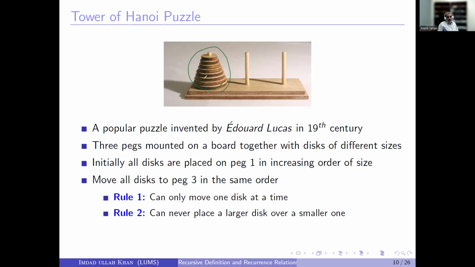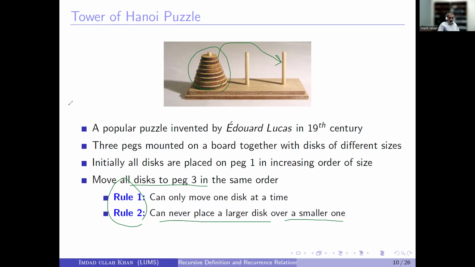The number of discs is n, and our task is to move all of them to the last or some other tower over here. We want to move all discs to peg 3, but the condition is that during that entire movement, we have to apply these 2 rules. We can move only 1 disk at a time, and we can never place a larger disk over a smaller one during the intermediate steps.